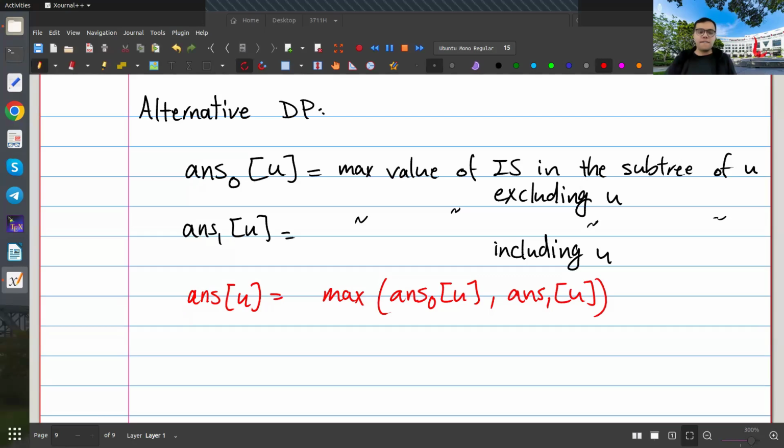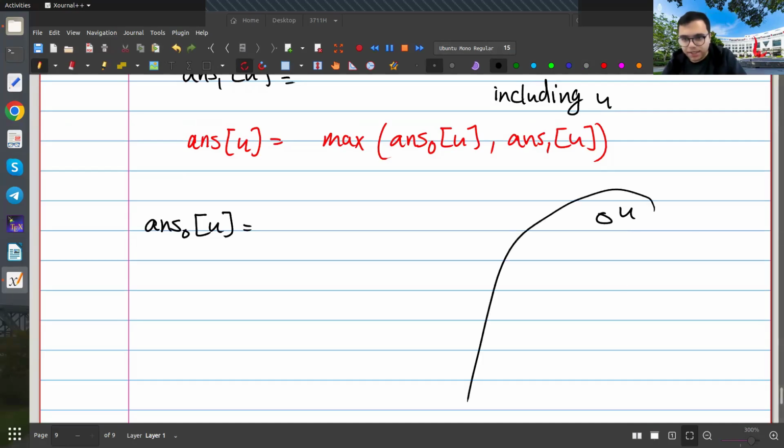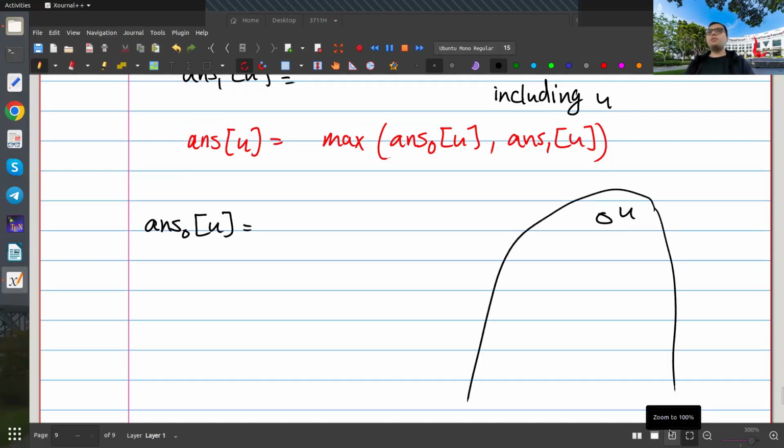Now, this is kind of easier to do now, right? So let's say I want to do ans 0 of u. What does this mean? This means that I have the vertex u, and I'm looking at its subtree, everything that comes below u. But I know that I'm not taking u itself into my solution.